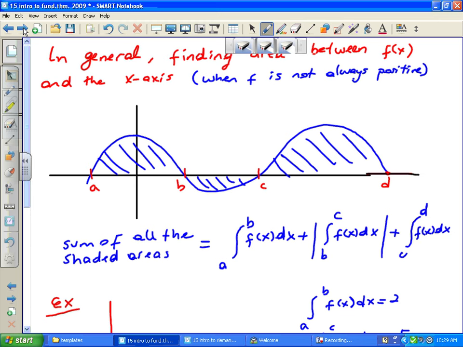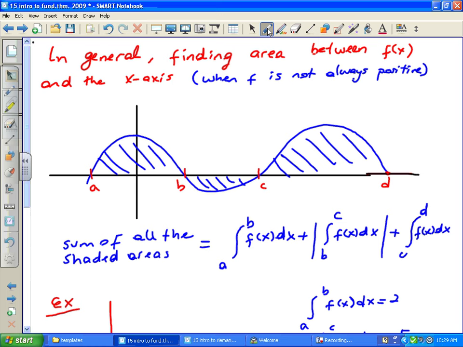I want to explain to you a rule, and then after that we're going to do examples about that rule. So what if you have a situation where the function is not always positive? So far we've restricted ourselves to situations where the function is positive. Like this function right here, it oscillates. First it's positive, then it's negative, then it's positive again. How do you find the total area between the function and the x-axis?